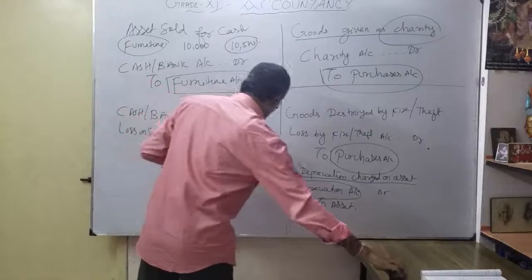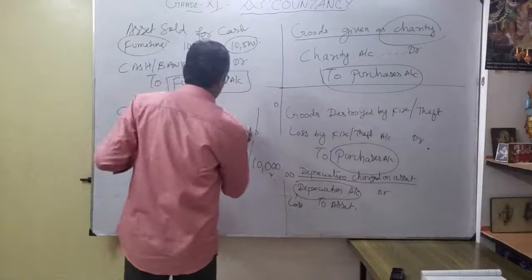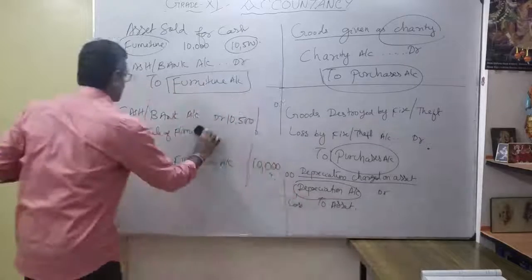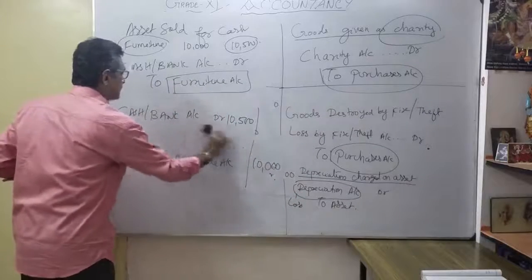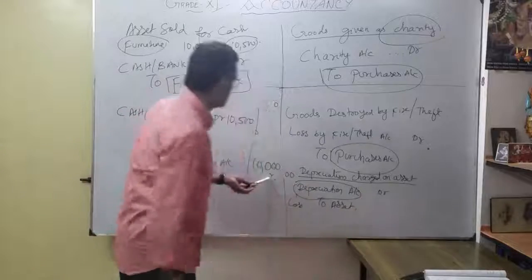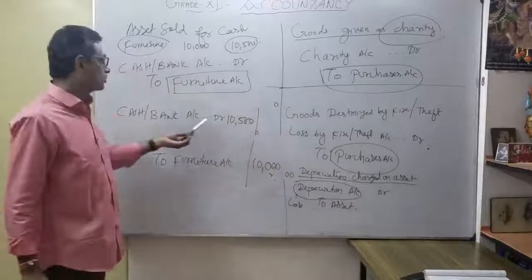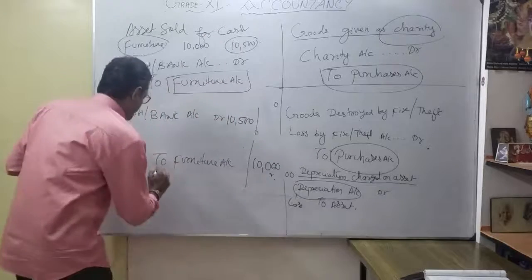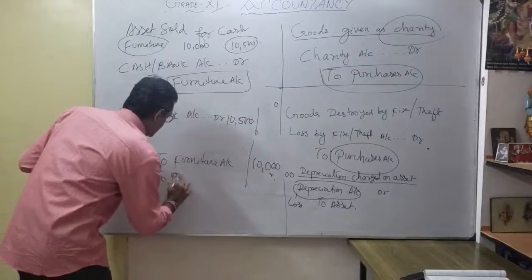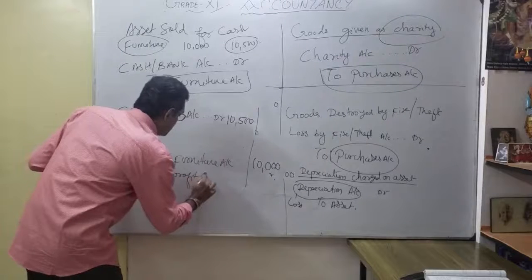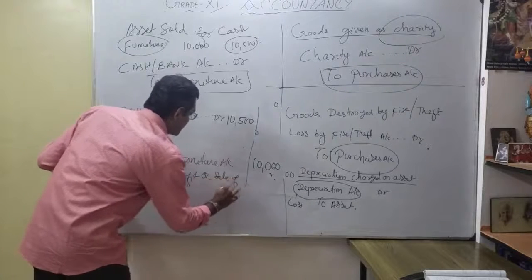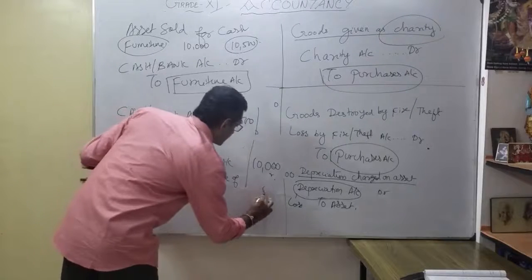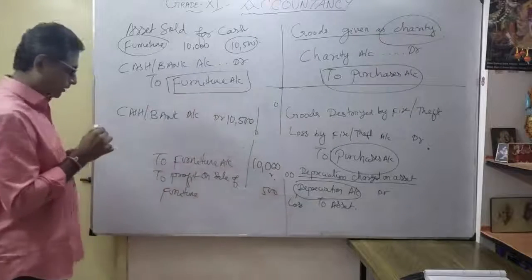10,500. But actually what is my furniture value? Only 10,000. Understood? But how much did I sell for? 10,500. So the difference is 500. What am I going to write here? To profit on sale of furniture. Profit on sale of furniture 500. Understood? That's very important.